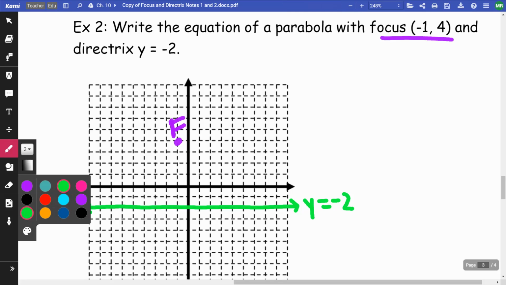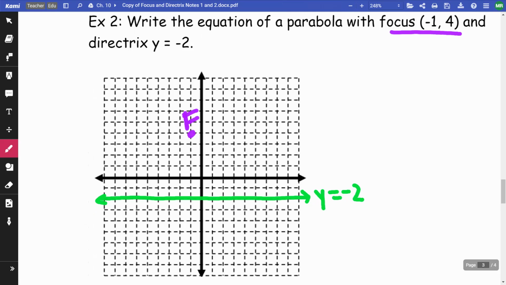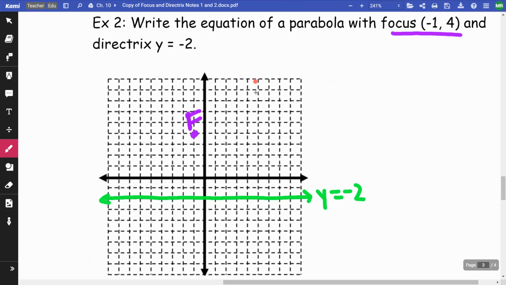And I need to now find my vertex. So when I'm doing this, halfway between my focus and my directrix is my vertex. So I'm 1, 2, 3, 4, 5, 6. So I'm going to go 3 away. And my vertex is going to be right there. And remember, it's going to open towards your focus, not towards your directrix. It's going to open towards your focus. I'm just going to make this a little fainter. It's going to open this direction, towards my focus.